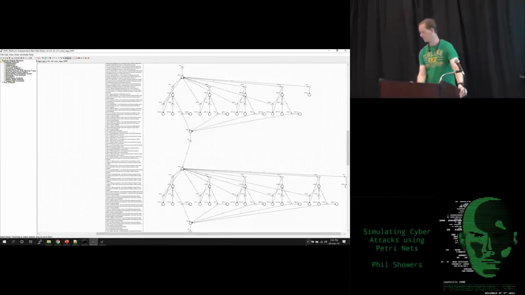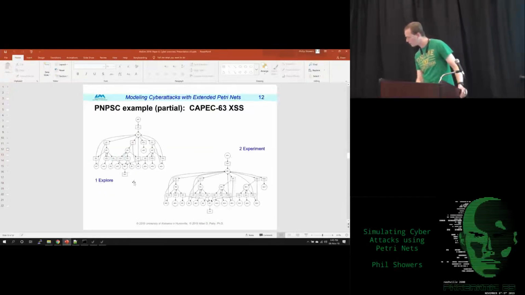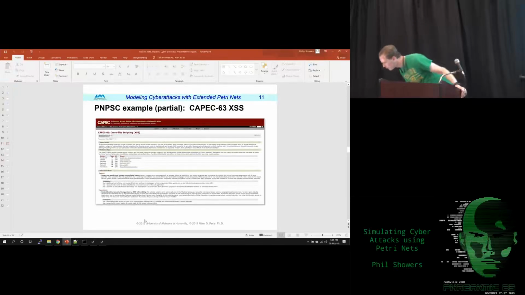Yeah, if you Google MITRE CAPEC, it's common attack pattern enumeration and classification. I think I actually have that in the slides. Yeah, common attack pattern enumeration and classification.